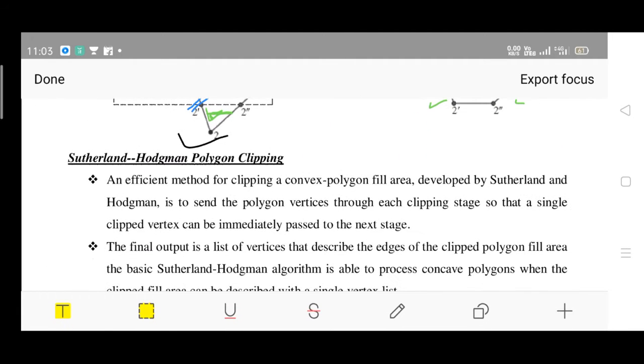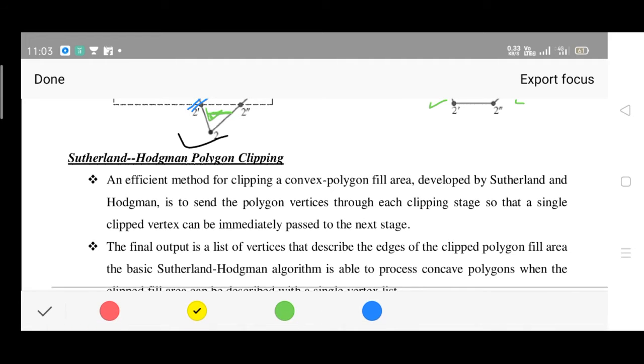Fine. So to perform polygon clipping we have a method, the Sutherland Hodgman polygon clipping algorithm. Just as we have the Liang-Barsky as well as Cohen-Sutherland line clipping algorithms, in the same way we have the Sutherland Hodgman polygon clipping algorithm. It's an efficient method for clipping a convex polygon fill area, developed by Sutherland and Hodgman. The algorithm is proposed by them, okay.